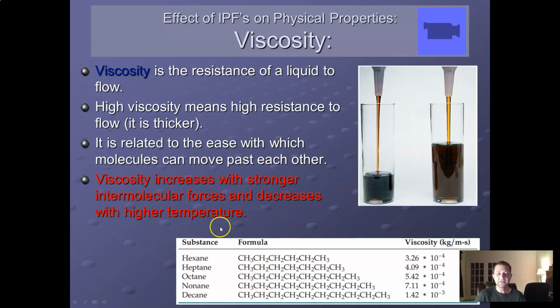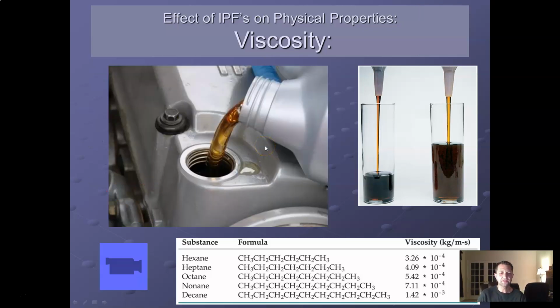Viscosity decreases with temperature because as the temperature goes up, particles move faster, right? So as the particles move faster, they're able to move past each other a little bit easier, right? So higher temperature means faster particle movement, easier for them to move past one another, and then a lower viscosity, all right? So this has to do with engine oil a lot. That's one of the main examples I use when I talk about viscosity.